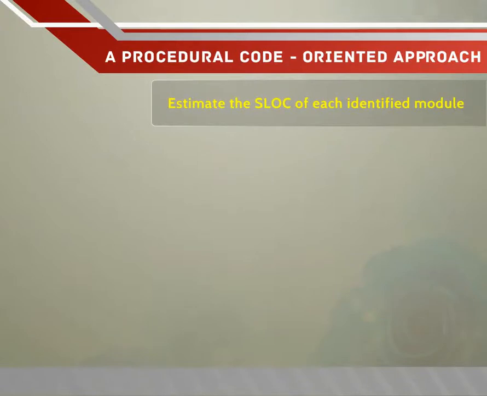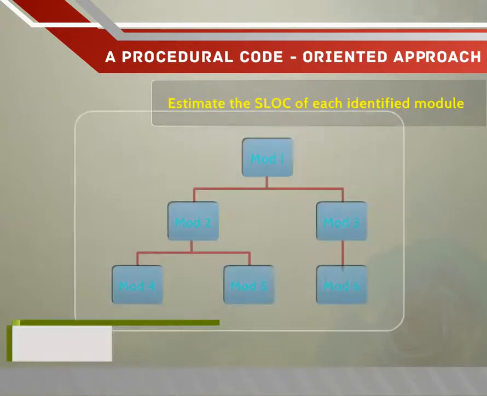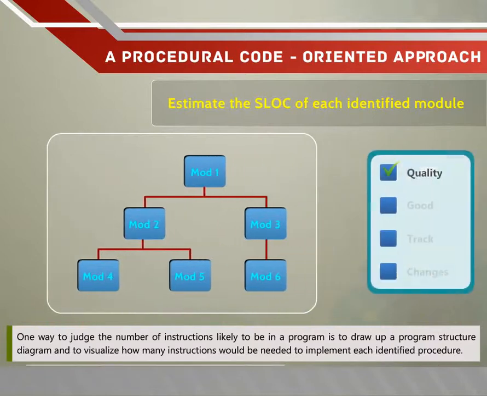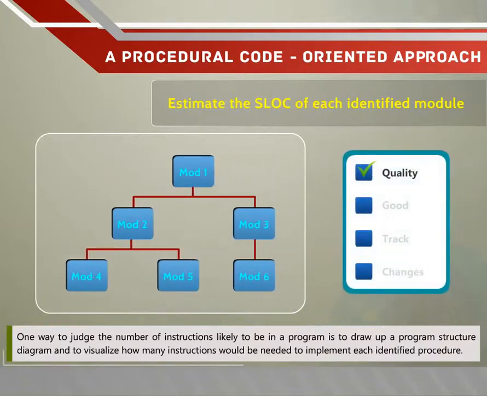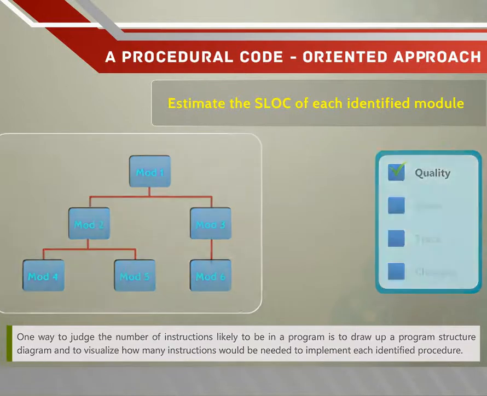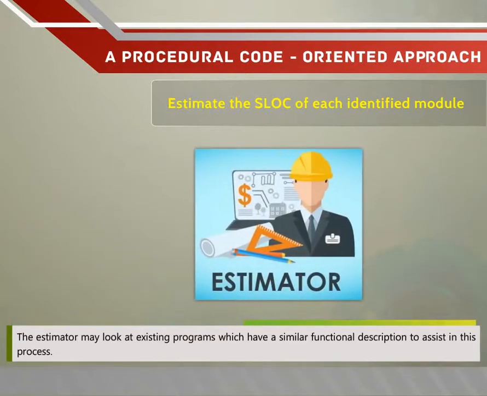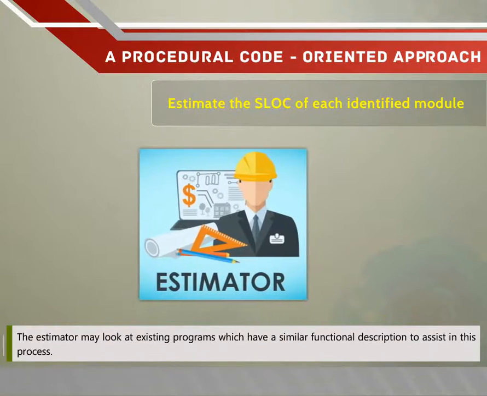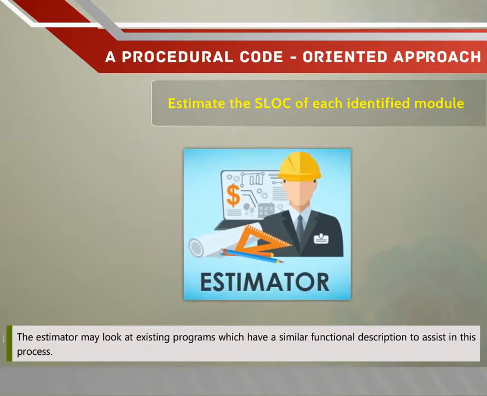Estimate the SLOC of each identified module. One way to judge the number of instructions likely to be in a program is to draw up a program structure diagram and to visualize how many instructions would be needed to implement each identified procedure. The estimator may look at existing programs which have a similar functional description to assist in this process.